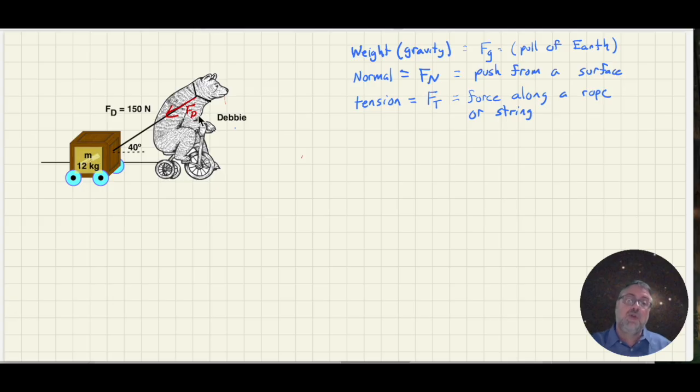That's why it's important to note which object we're looking at. So we are interested in the motion of the crate. So I'm not going to be concerned about the force acting on Debbie. Although that force is there, I'm not going to put it on my diagram. I'm only going to diagram the forces acting on the crate. As before, the force of gravity will always be pointing down. The normal force is always perpendicular to the surface, which in this case is vertical.